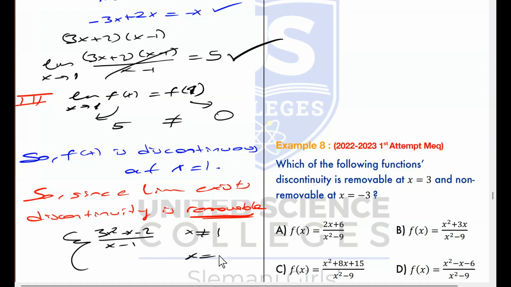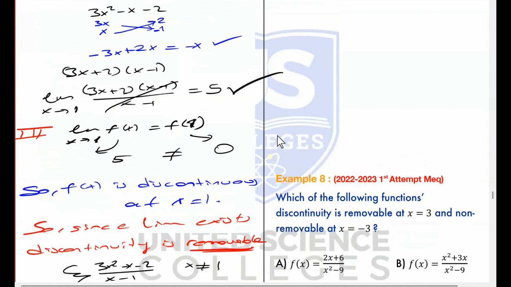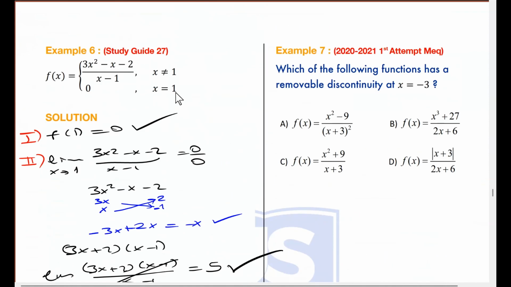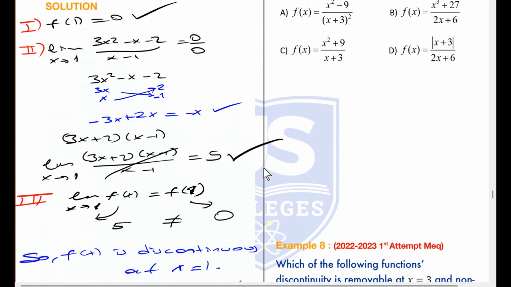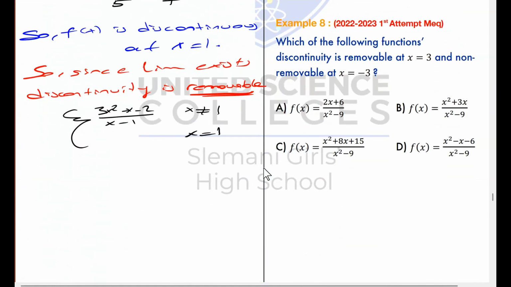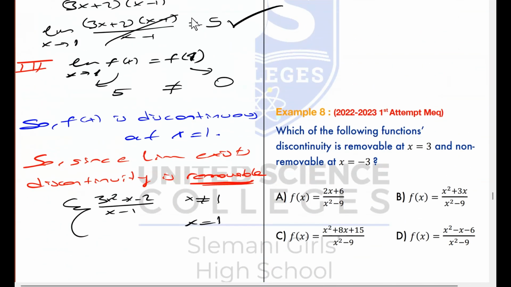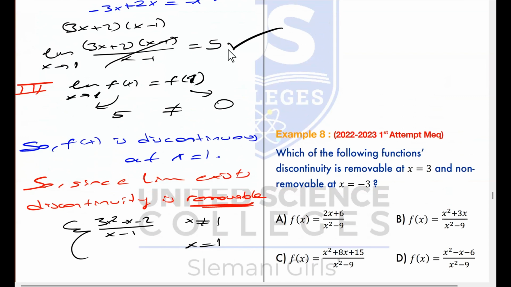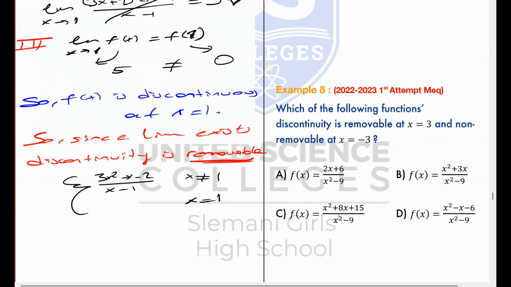For the equal condition, instead of writing the value of the function, because it was not making the function continuous, I am going to write the value of the limit, so that the function is continuous. What was the value of the limit? The value of the limit we found in the second condition as 5. So instead of 0, we are writing 5.